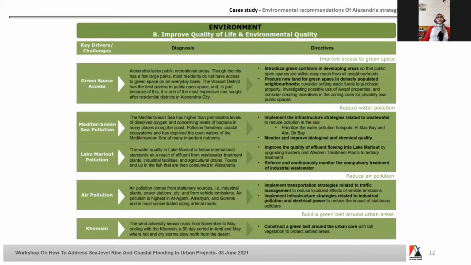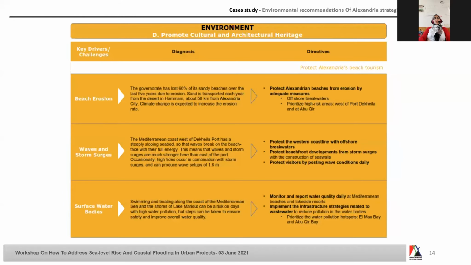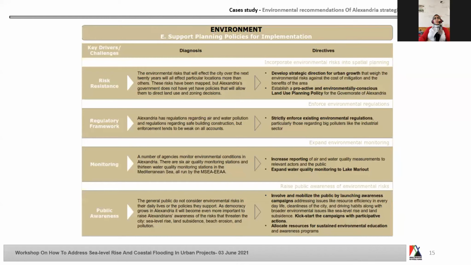Second goal, improving quality of life and environmental quality, and this will be achieved by improving access to green space, reducing water pollution and air pollution, and building a green belt around the urban areas. The third is to stimulate successful socioeconomic development by reducing water consumption, mitigating against sea level rise, and protecting food resources. The fourth is promoting cultural and architectural heritage by protecting the Alexandria shore. The final goal is supporting planning policies for implementation.